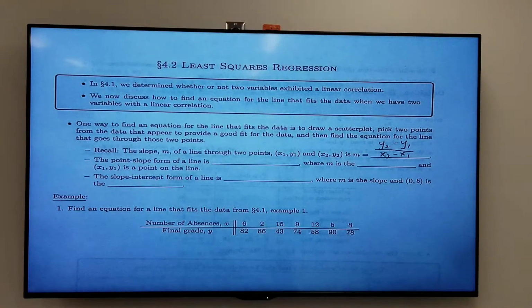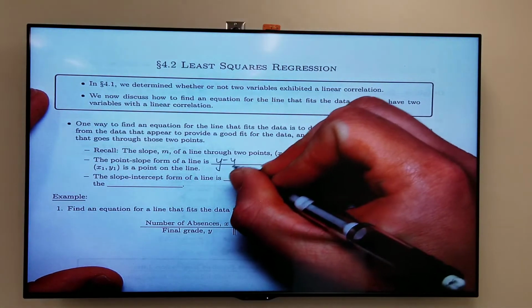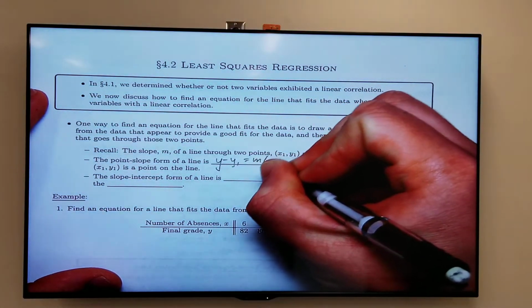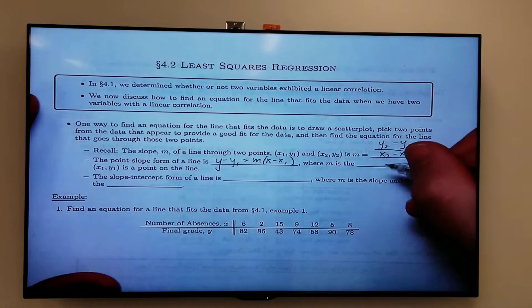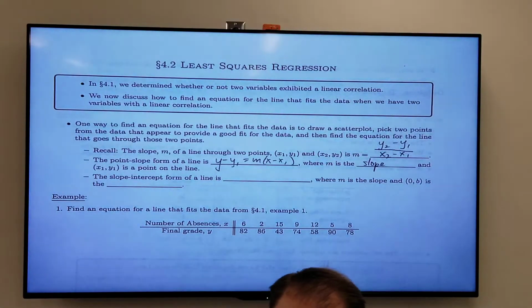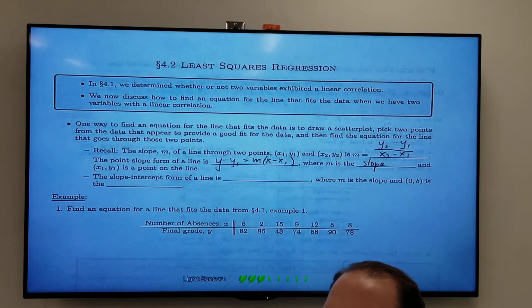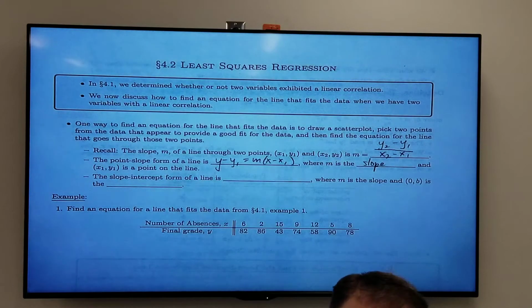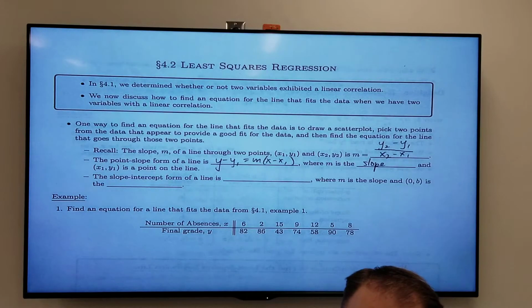The point slope form of a line is y minus y1 equals m times x minus x1, where m is the slope. Now we don't love it when lines are written in that format. We prefer it when lines are written in y equals mx plus b form. But this is a good place to start in order to get your line into y equals mx plus b form.